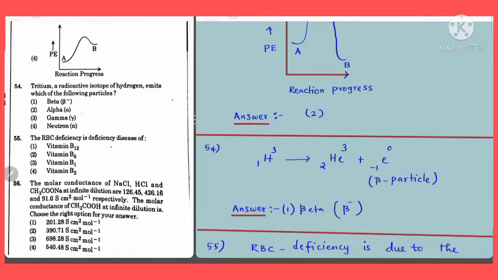So this is the formula of tritium, H-3 (hydrogen with mass number 3). When it undergoes spontaneous decay, it forms He-3, which is nothing but an isotope of helium. Normal helium is He-4; this is He-3 with mass number 3. So it is an isotope of helium, along with a beta particle, e with charge -1. So when tritium undergoes radioactive disintegration, it emits a beta particle.